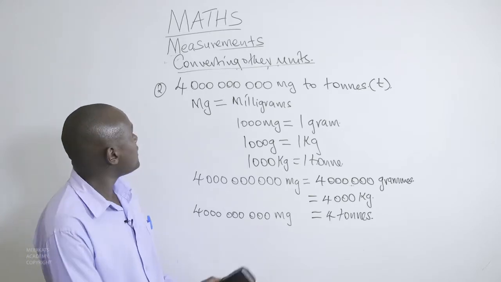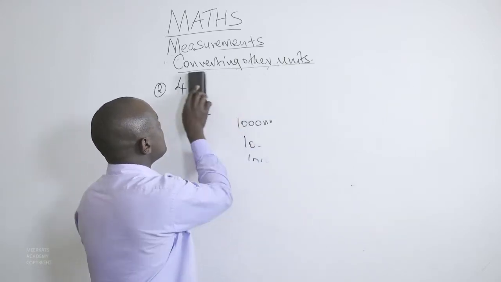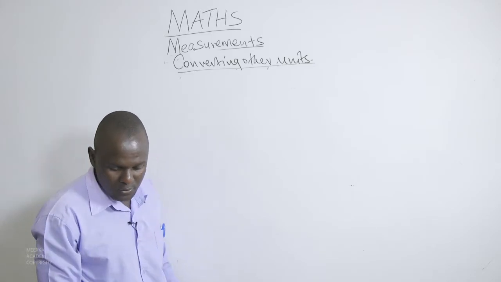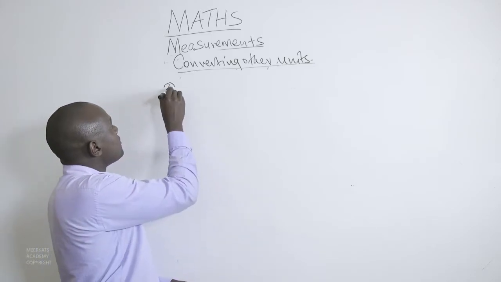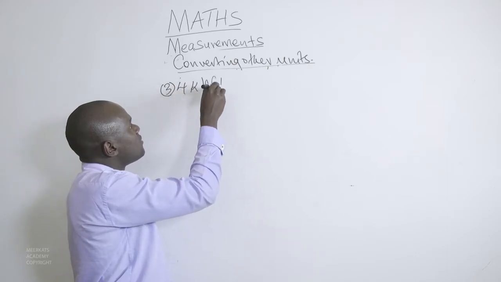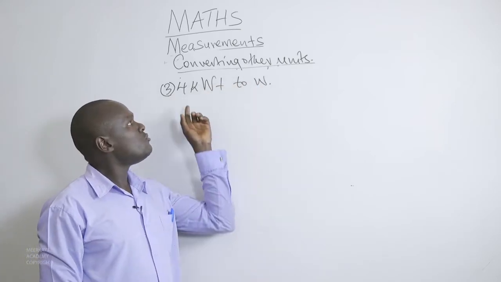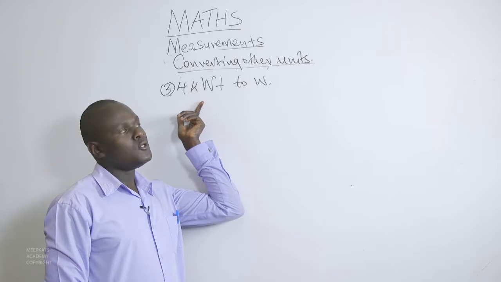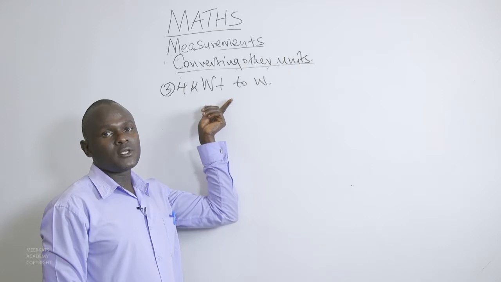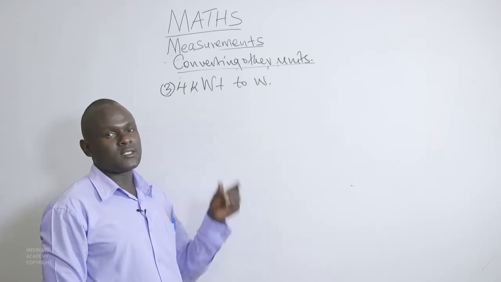Can we also convert, number 3, this other unit. This is 4 kilowatts to watts. 4 kilowatts to watts. Kilo means 1,000. So if we are talking about kilowatts, then we are talking about 1,000 watts.